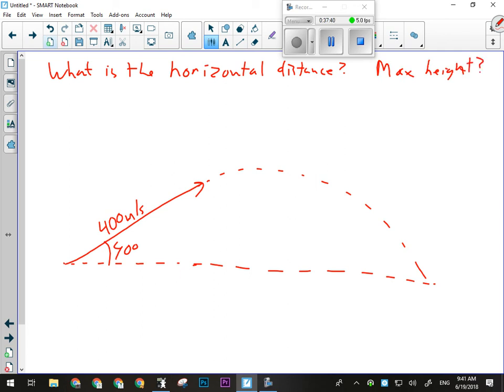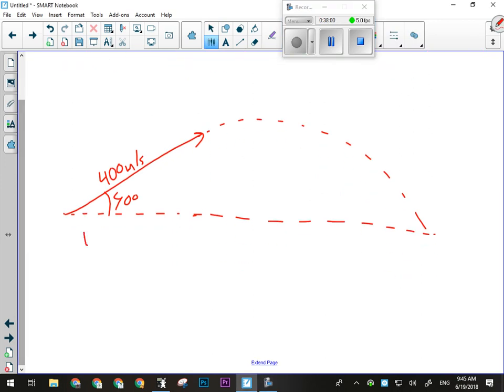Okay, so we're looking for max height and total horizontal distance. Give you a few minutes to get ahead of me. 40 degrees, 400 meters per second. All right, so we always have to break up a projectile motion question into its vertical and horizontal parts. Okay, what's the one thing they share? Time, right? Time is the same for both.